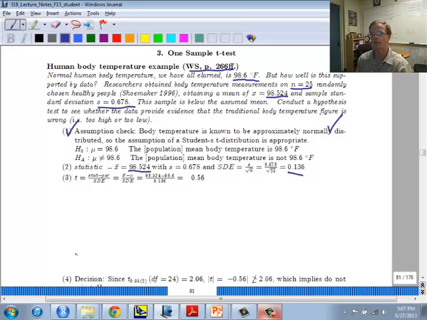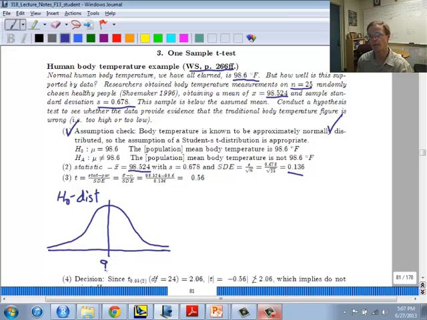Now, time for a curve. Okay, with the hypothesis test, there's a fundamental difference in the way we sketch the curve from the confidence interval, because this is called the null distribution, and in particular, it has a mean of 98.6. Okay, and the t statistic, we're going to use statistic minus parameter over standard error.